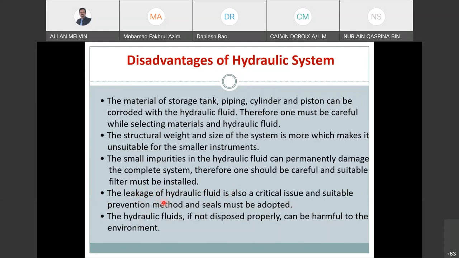Leakage also can cause fire, a lot of issues. So you need to have a suitable prevention method, and you need to use a proper seal in order to prevent all these things. And the last point, the hydraulic fluid, if not disposed properly, can be harmful to the environment. You cannot dispose it to the environment. Either you need to chemically reduce its level to an acceptable level, or if you cannot manage it, you need to collect it and hand it over to the vendor, so they will have a proper disposal system.